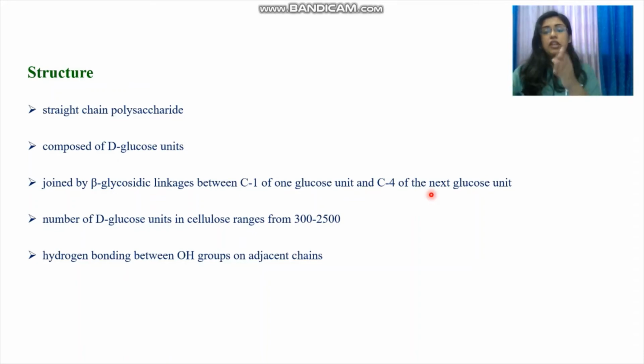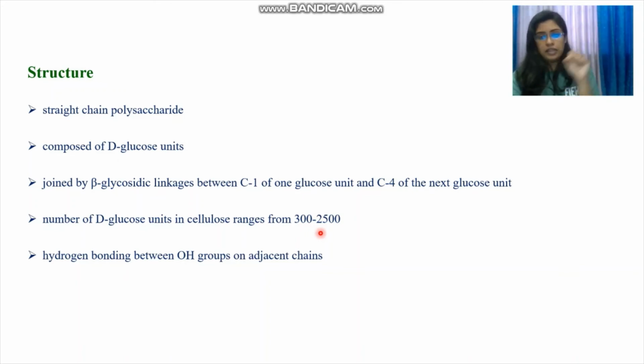Similarly, you have several glucose units that are placed one next to the other, and between the C1 of one glucose unit and the C4 of the next glucose unit, we have a beta linkage that causes the linear chain to be formed. And in cellulose, the number of D-glucose units can range from 300 to 2500. Also, there are OH groups, right?